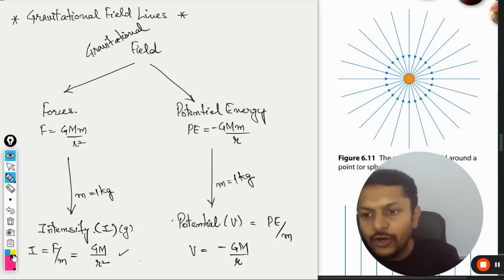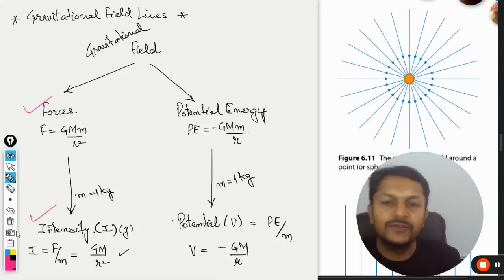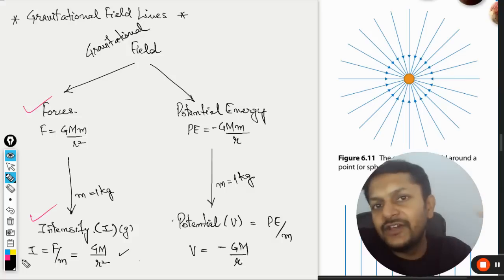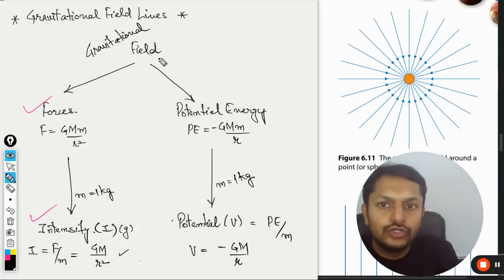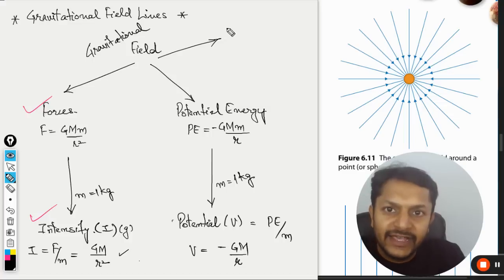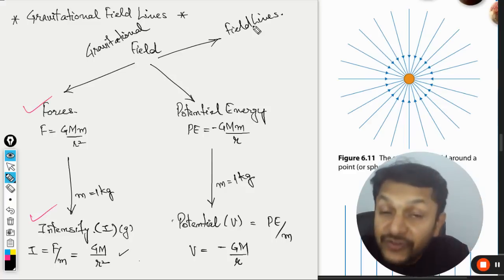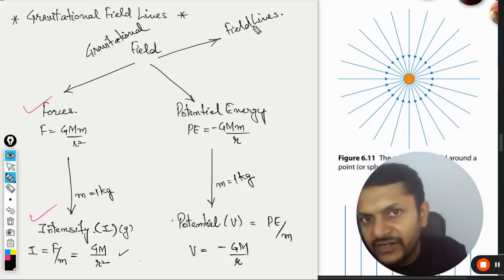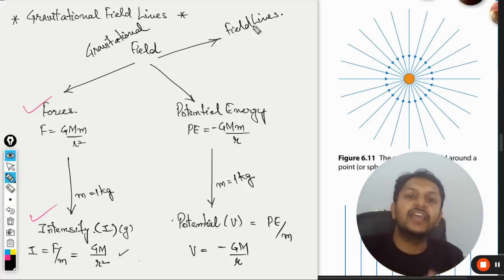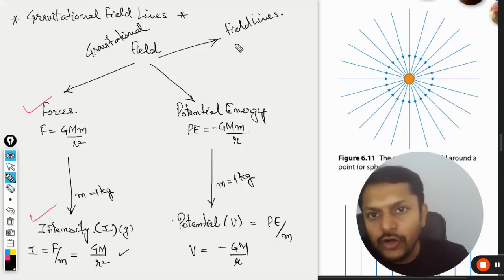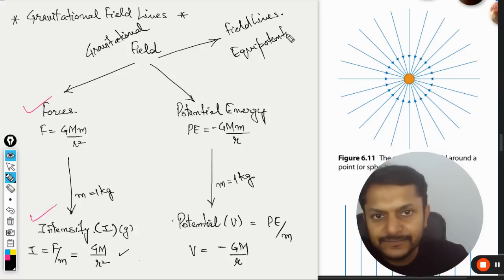So these two are already over. This one and this one we have already done. Now there is a third thing that we have to do. There is a third method also. And the third method is the field lines, whether it be gravitational field lines, electric field lines, or magnetic field lines. All the fields, they are imagined in lines. So that is the field lines. And along with that, you have equipotential lines.